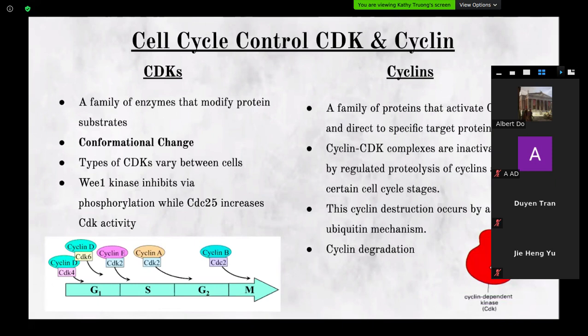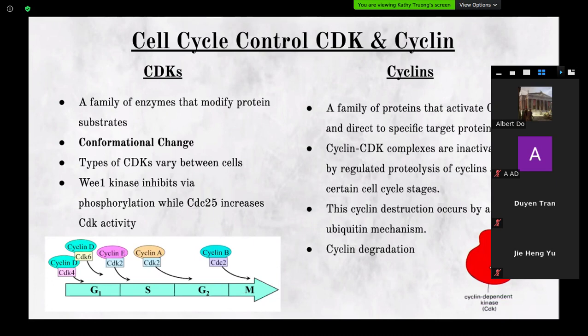All right, next we're going to talk about CDKs, or cyclin-dependent kinases, which are a family of enzymes that modify protein substrates involved in cell cycle progression. Specifically, this is done through a phosphorylation mechanism. It is also important to note that different types of CDKs exist, with many being found in animal eukaryotic cells and only one being found in yeast cells, which we'll go over in a bit.